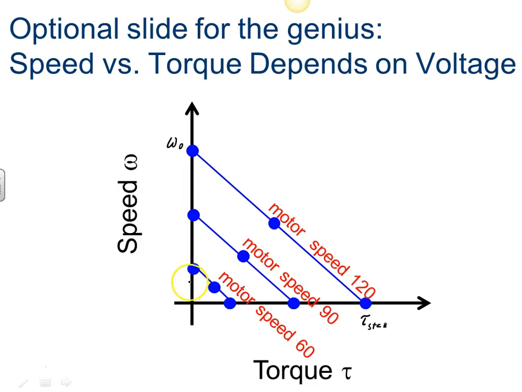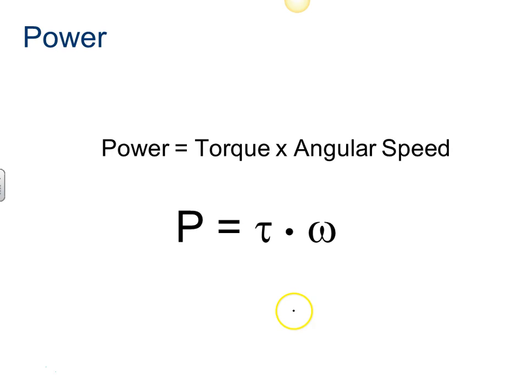So what we find is that basically, if you convert all this into some sort of statement, we can say that the motor speeds are going to increase. Speed versus torque depends on voltage. As we increase the voltage from 3 to 5 to 7, we find that the speed is going to increase for each of these. And these 120 and 90 and 60 would be angular speeds.